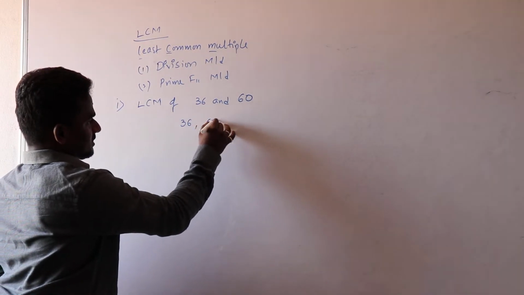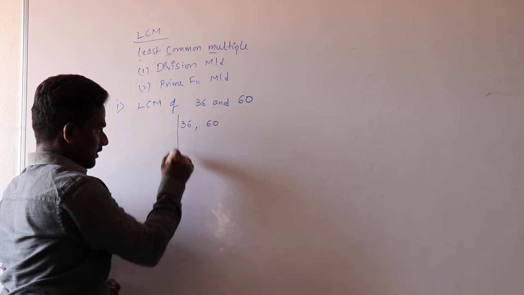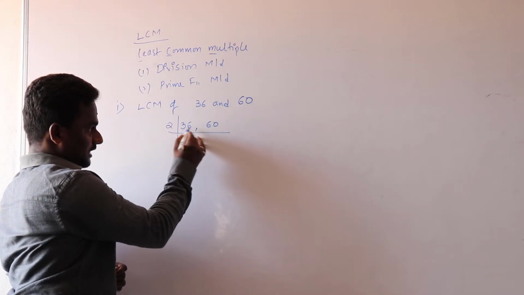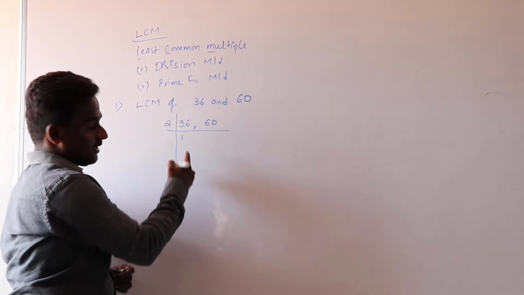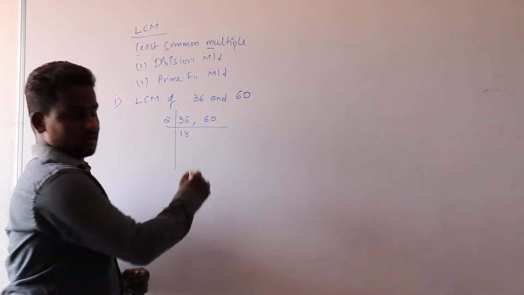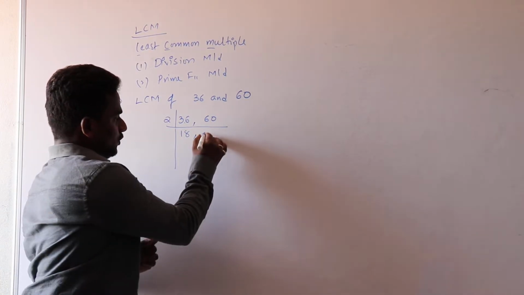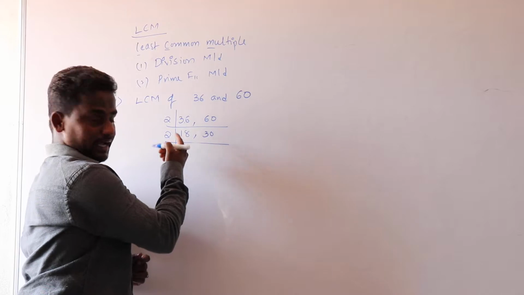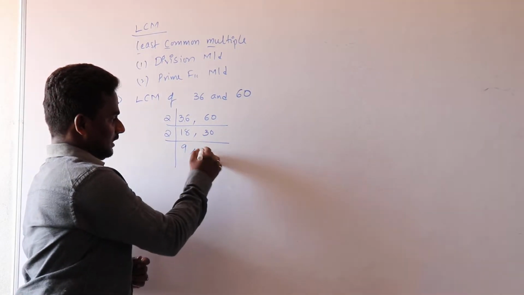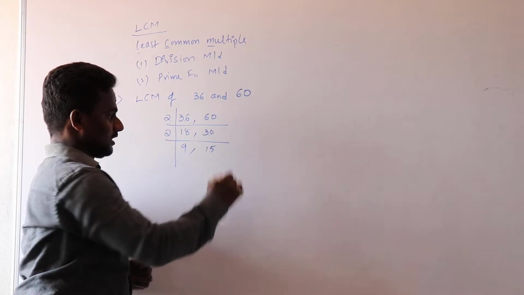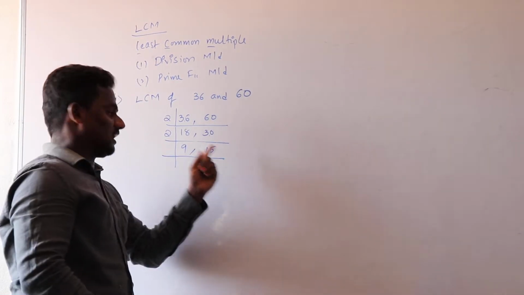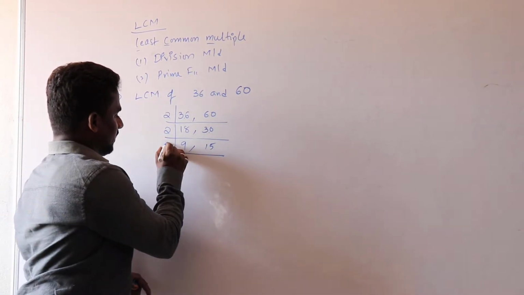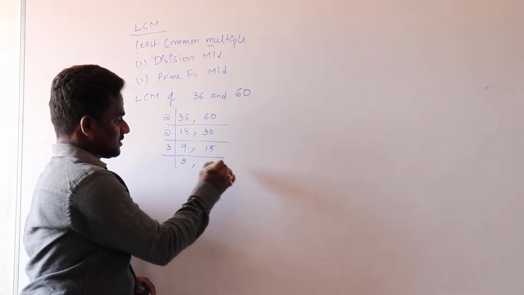For 36 and 60, I draw one line like this and divide the two numbers with prime numbers. 36 divided by 2 is 18, and 60 divided by 2 is 30. Again, 2 nines are 18 and 2 fifteens are 30. Now 9 and 15 are not divisible by 2. These two numbers are multiples of 3, so I divide with 3. 3 threes are 9, 3 fives are 15.